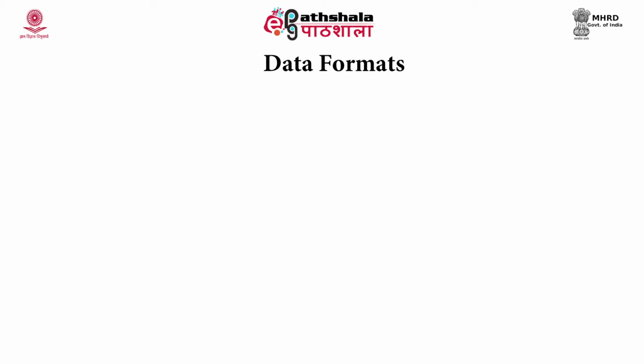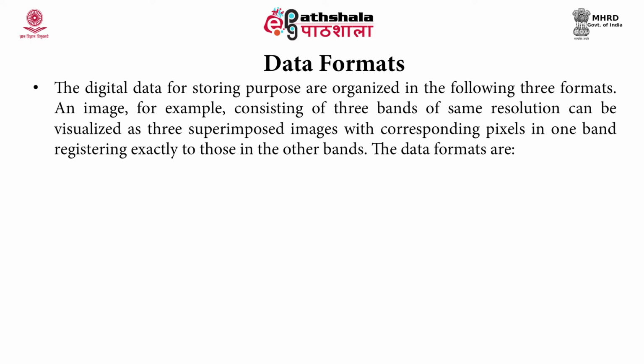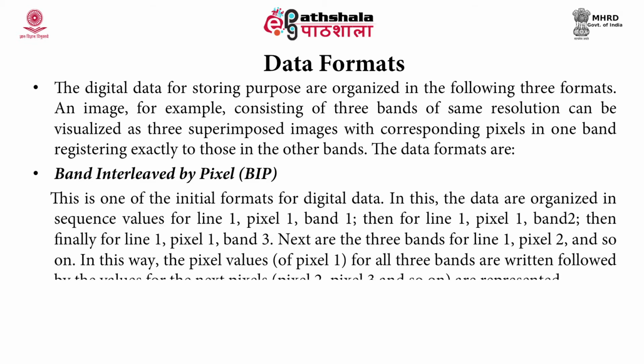Now, coming to data formats, the digital data for storing purposes are organized in the following 3 formats. An image, for example, consisting of 3 bands of the same resolution can be visualized as 3 superimposed images with corresponding pixels in one band registered exactly to those in other bands. The first data format is band interleaved by pixel, also called BIP format. This is one of the initial formats for digital data.